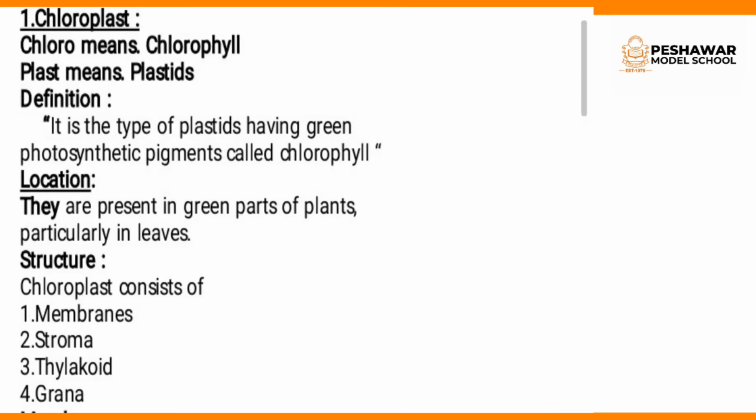First of all, we are going to discuss the chloroplast. Chloro means chlorophyll, and plast means plastids, mounted bodies. The definition: it is a type of plastid having green photosynthetic pigments called chlorophyll, which has the ability to do the process of photosynthesis. Location: they are present in the green parts of a plant, particularly in leaves. Structure: the chloroplast consists of membranes, stroma, thylakoid, and grana.